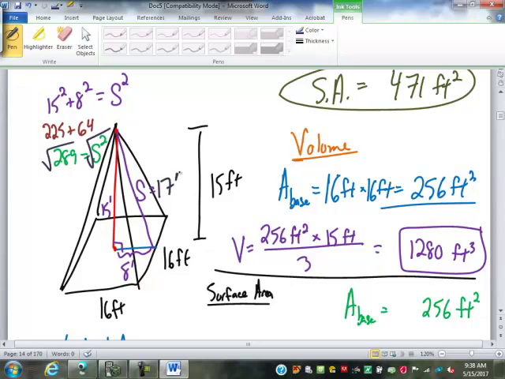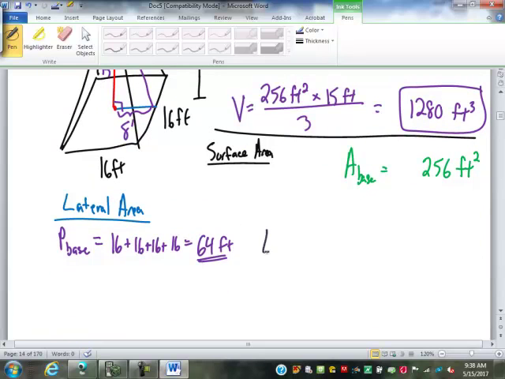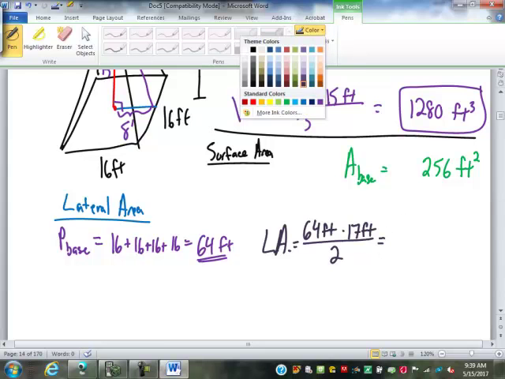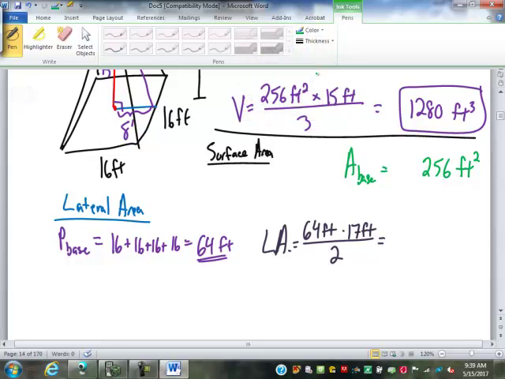So we've got the slant. So the lateral area is the perimeter of the base, 64 feet, times my slant, 17 feet. But since those are triangles, we have to divide by 2. Very good. So 64 times 17 divided by 2, what does that come out to be? 544 feet squared.